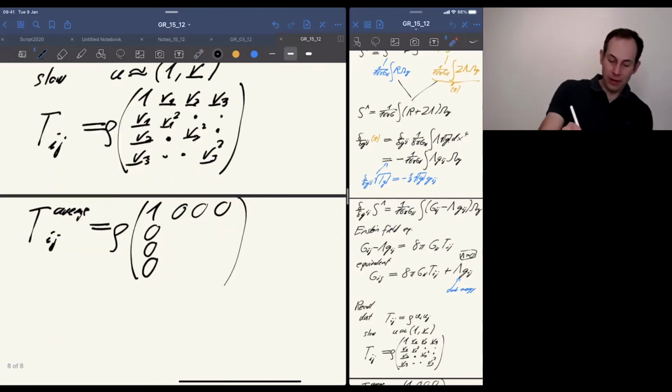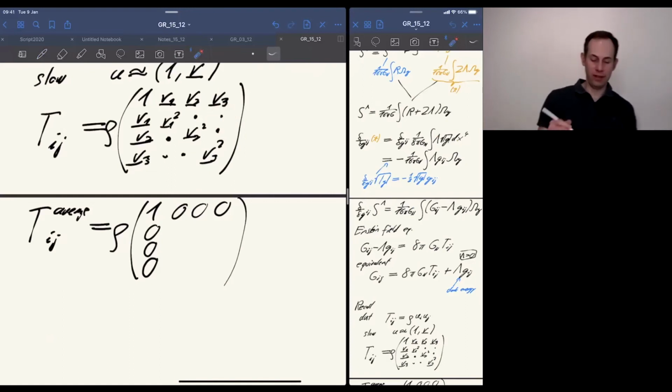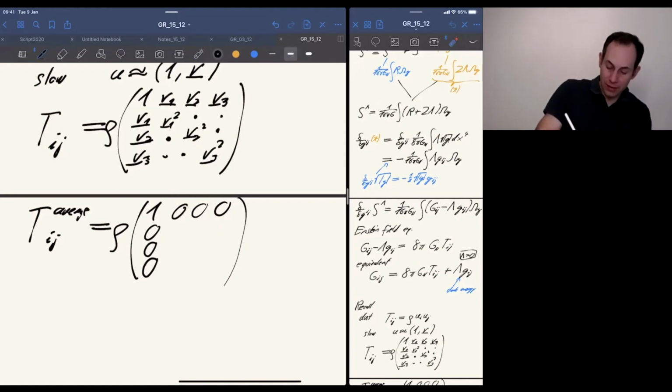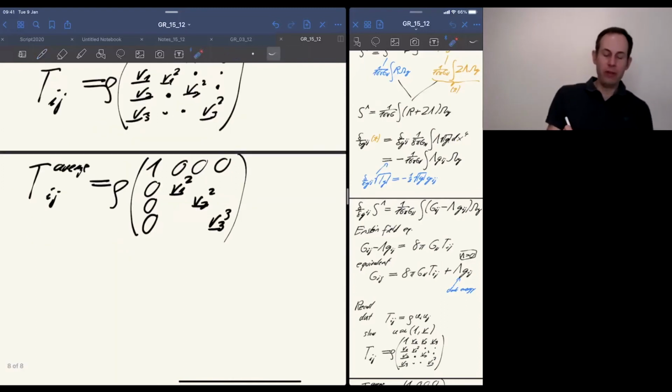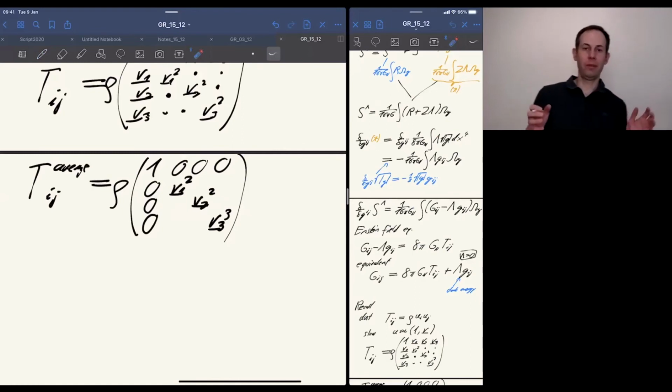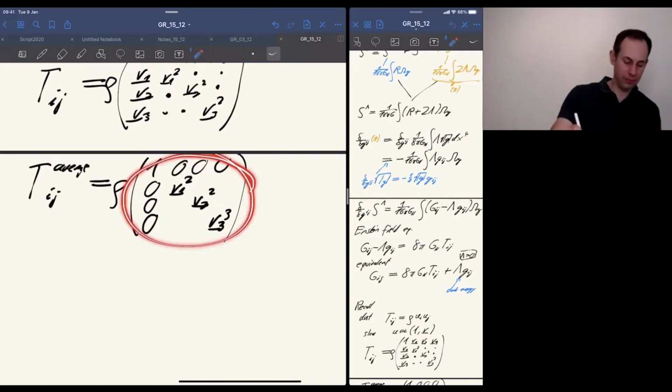So these cancel out. Also, all these terms in the off-diagonal, because they always have a v, for example v1 v3. So if I change the sign of one, this cancels. But what will remain are these square terms, because here the sign doesn't cancel out. And so the energy momentum tensor of matter that consists of things moving in different directions therefore has this form.